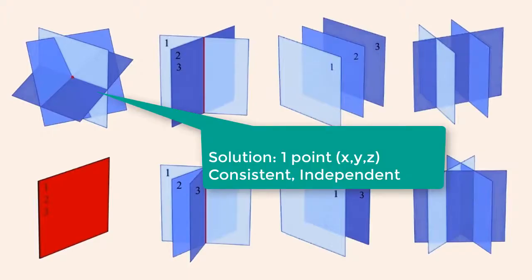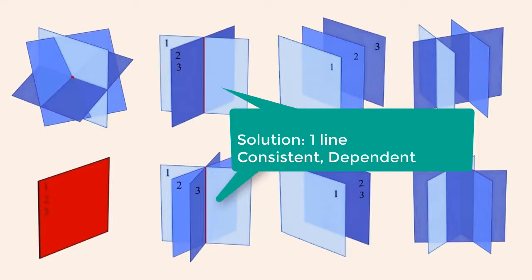So if we look at the possibilities that occur when we take three of these planes and put them together, just like three linear equations, we see a number of different possibilities occur. The one in the upper left-hand corner here is when the three planes come together at a point. That point with coordinates x, y, z is the solution to that linear system of three equations. The next case occurs when the three planes come together as a line. This is a consistent and dependent situation.